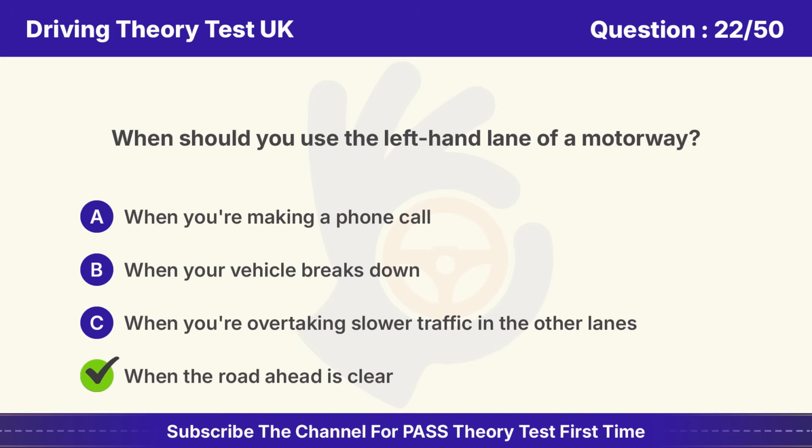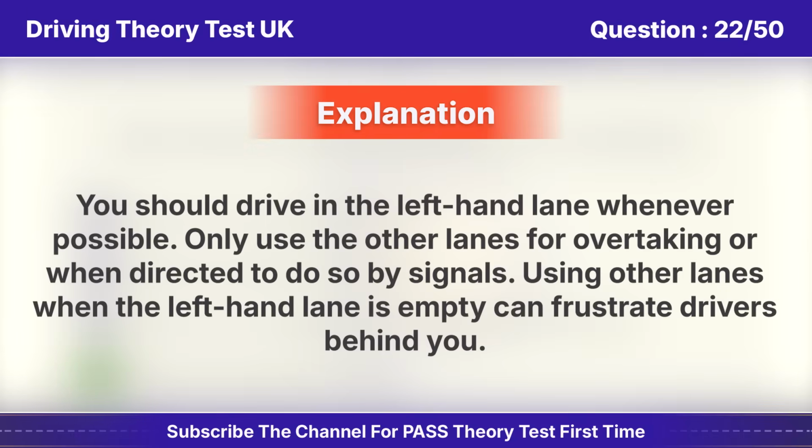Answer is D, when the road ahead is clear. You should drive in the left-hand lane whenever possible. Only use the other lanes for overtaking or when directed to do so by signals. Using other lanes when the left-hand lane is empty can frustrate drivers behind you.